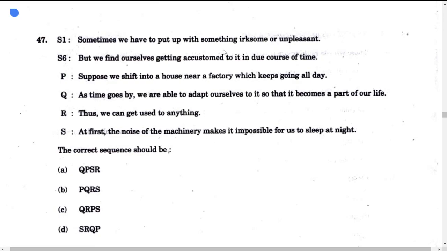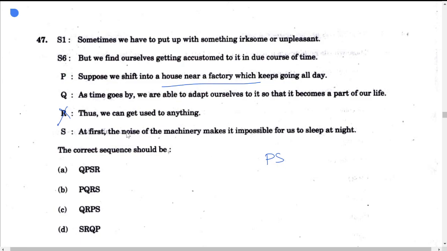Sometimes we have to put up with something irksome or unpleasant. That means which is not satisfying, which is unpleasant. Thus we can get used to anything. R cannot be used in the beginning. At first, the noise of the machinery. Which noise of the machinery? Suppose we shift to a house near a factory. There you get the noise of machinery.